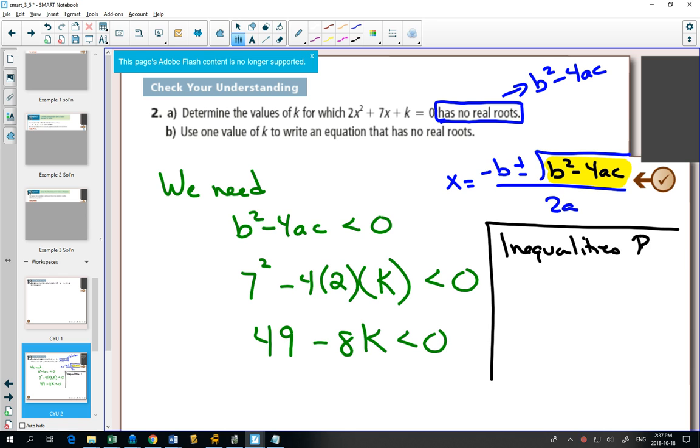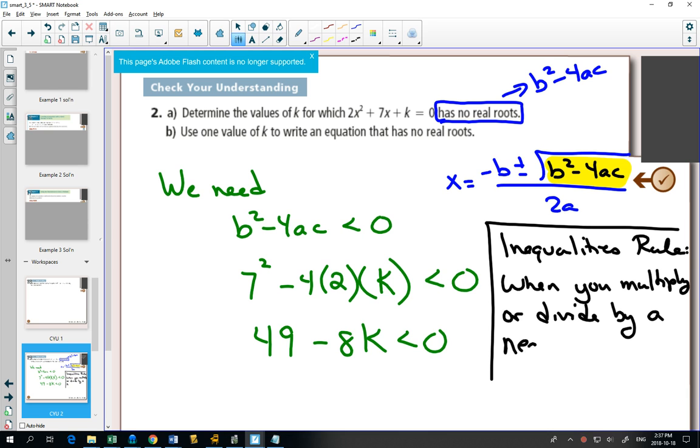Inequalities rule. When you multiply or divide by a negative, the inequality changes or it flips.